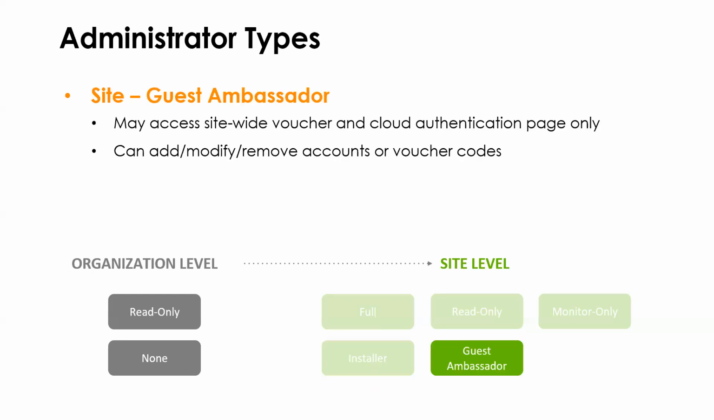And then the final level of access we have is guest ambassador. So this is for those of you that are doing some form of public hotspot or guest access where you want to use vouchers to control who has access to that hotspot network or the guest access network and for how long. So this is a level here which allows someone to go in and create guest accounts or create guest voucher codes, print those out and hand them off to people.